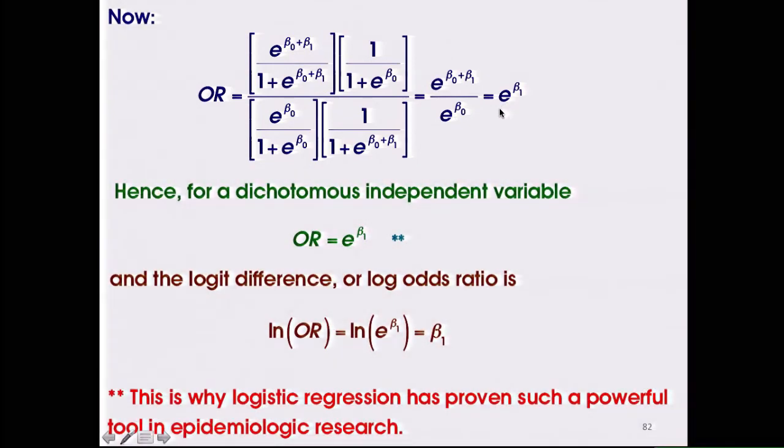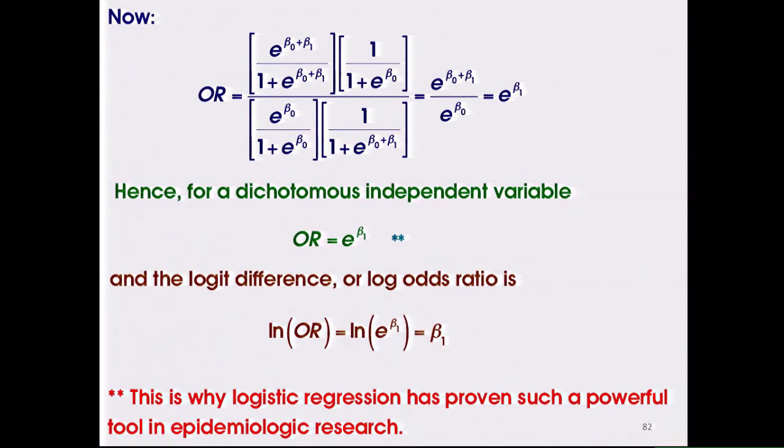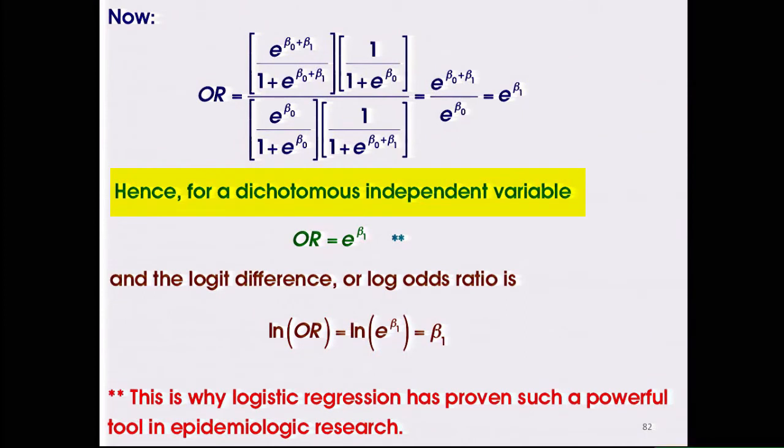Now, I don't know when you're watching this. It could be late at night or it could be early in the morning. But normally when people are wide awake, they get very excited about this result. This is an amazing result from logistic regression: for a logistic regression model, when you have a binary independent variable, the odds ratio is simply e to the beta 1.